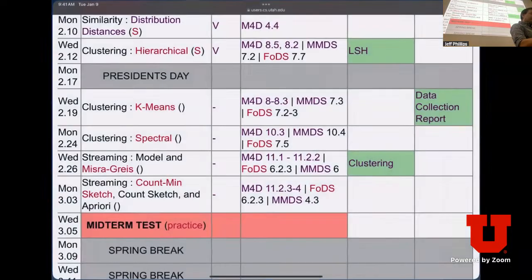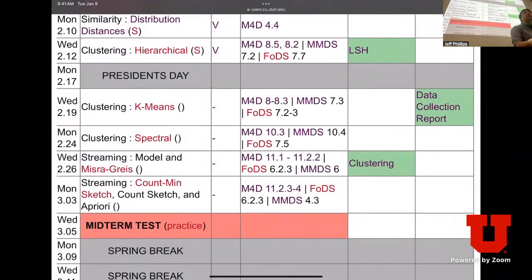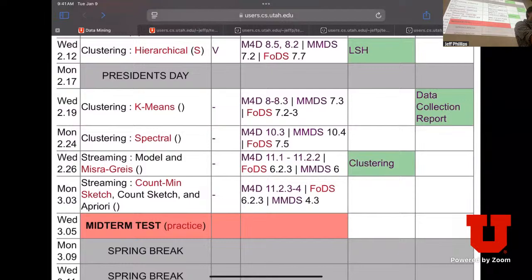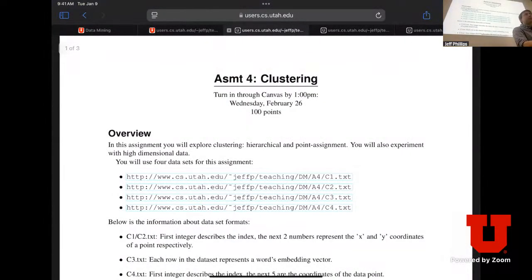Let me start by reviewing the schedule, where we are. The clustering homework is due on Wednesday. Did any of you have any questions on the clustering homework? This is mostly going fine. There have been some questions on Canvas. If you haven't seen those, hopefully they will help clear up some possible interpretation issues. So it seems to be going well.